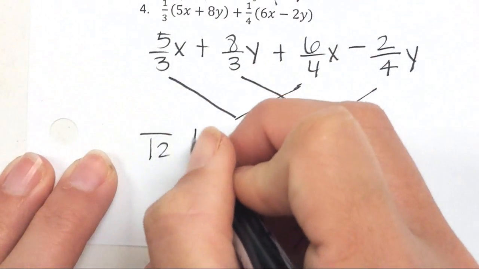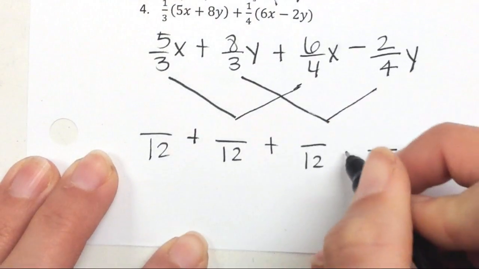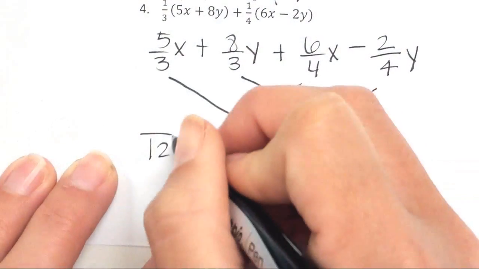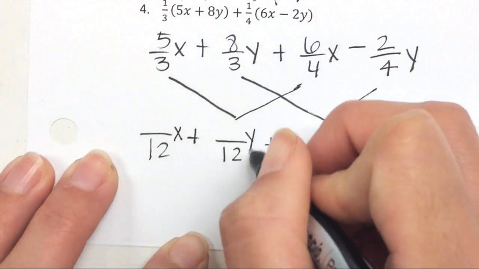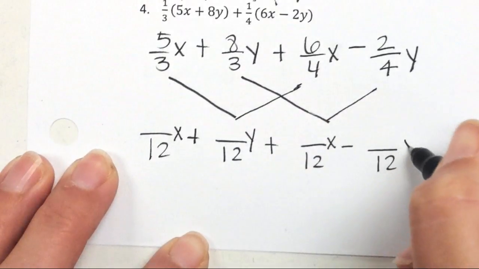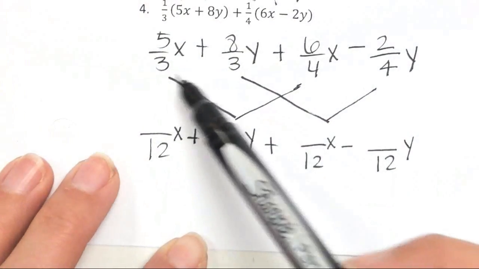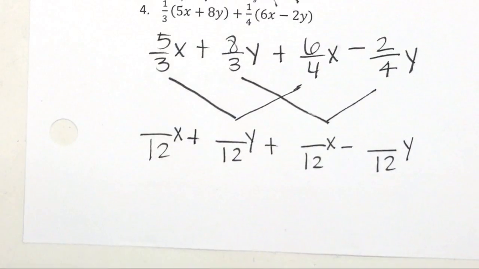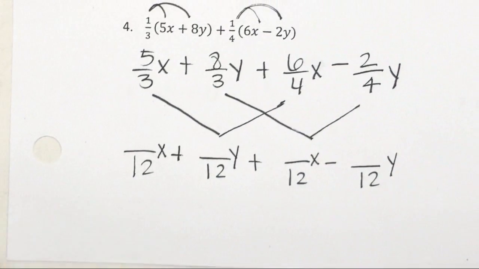And the signs don't change, so we'll have a plus here, minus. We can go ahead and put our x's and y's also. That won't change. 4 and 3, the common denominator, the smallest number that they both can go into would be 12. Any other questions about how I got that?